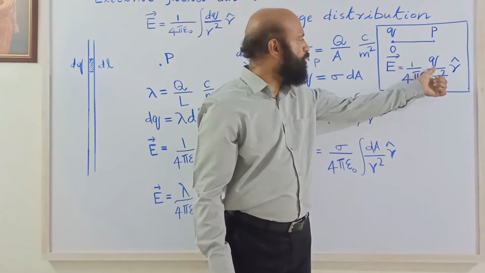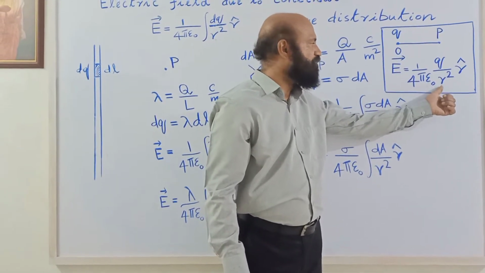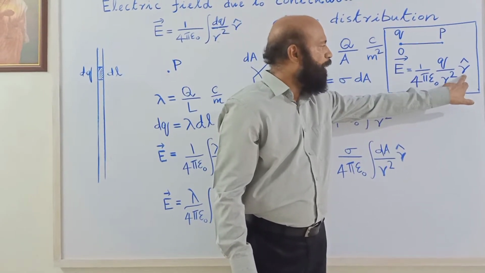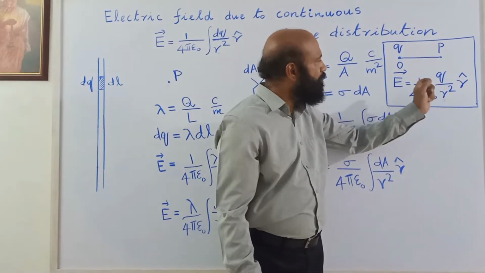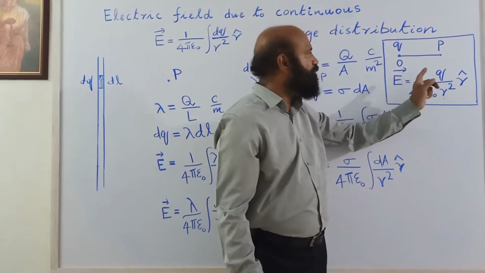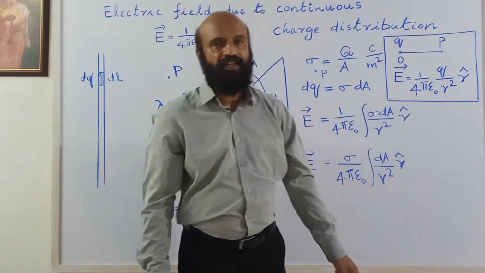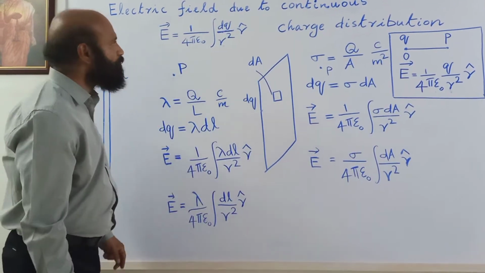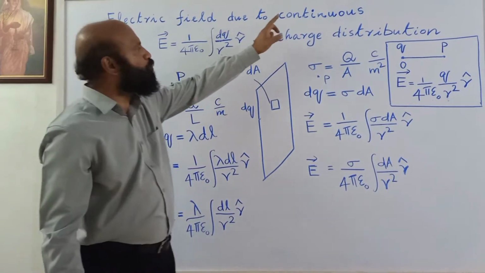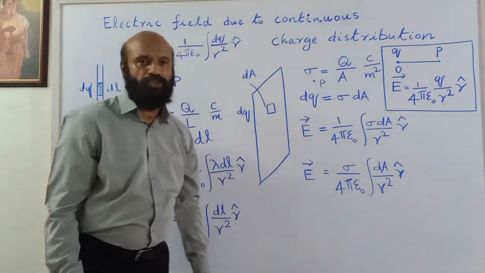Electric field depends on the charge and distance. R cap is the unit vector. It will give you the direction of the electric field. Today we will see electric field due to continuous charge distribution.